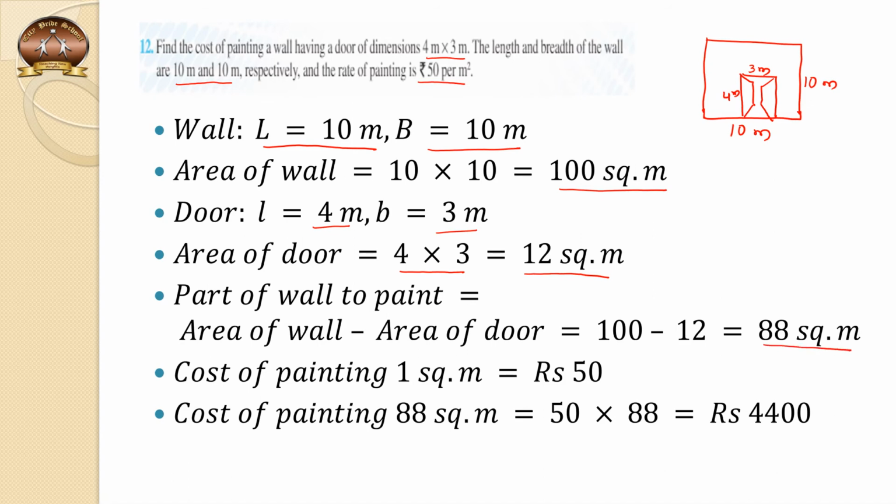And the cost of painting is given as 1 square meter is equal to rupees 50. So 88 square meter will be equal to 50 into 88, that is 4,400 rupees.